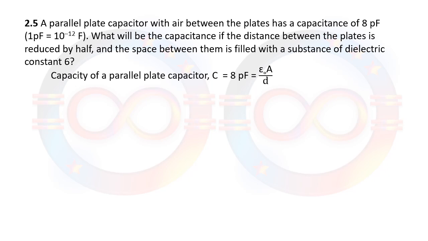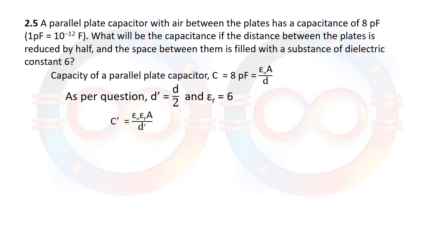The formula for the parallel plate capacitor is epsilon naught A upon d, where d is the distance between the plates, A is the area of each plate, and epsilon naught is the permittivity of the medium in which the plates are placed. So here, as per the condition given in the question, the distance should be reduced to half, and in between the plates we should put a dielectric material having dielectric constant 6.